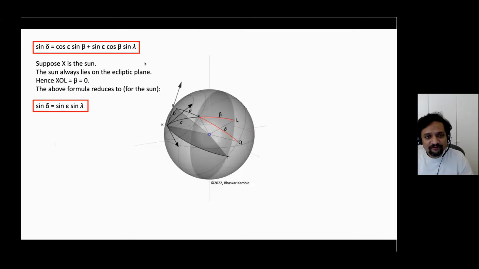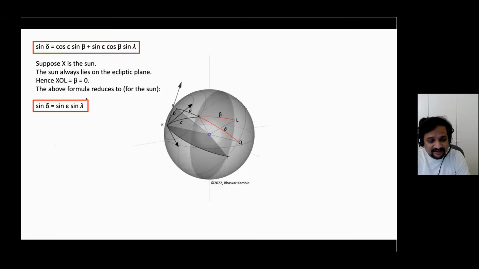Okay, so till now, we have not made any restriction on where the object X is. It can lie anywhere on the celestial sphere. But now suppose we say that the object X is the sun. The sun will always lie on the ecliptic circle. That means for the sun, the latitude beta is always 0. So if X is the sun, then sine beta, sine 0, makes the first term vanish, and in the second term, cosine 0 is 1. So we are left with the relation sine delta is equal to sine epsilon sine lambda.